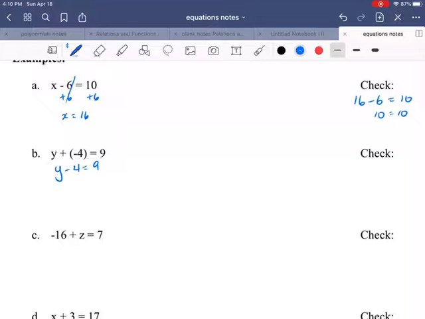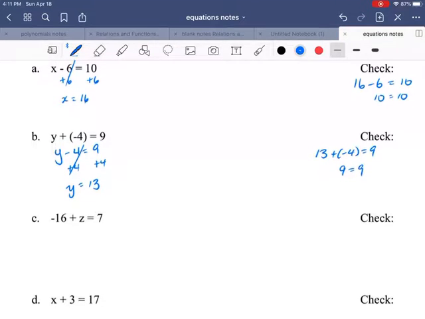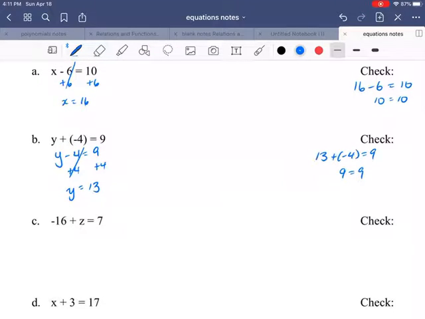So the inverse operation of subtraction is addition. So add 4 to each side. That makes a zero pair, and y equals 13. And to do your check, 13 plus a negative 4, does that equal 9? And indeed it does. We have negative 16 plus z equals 7.